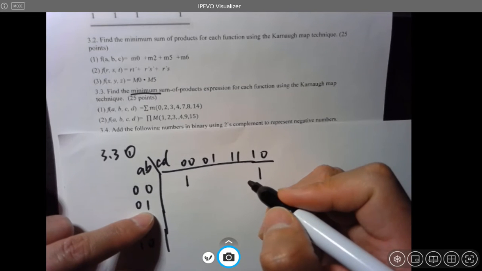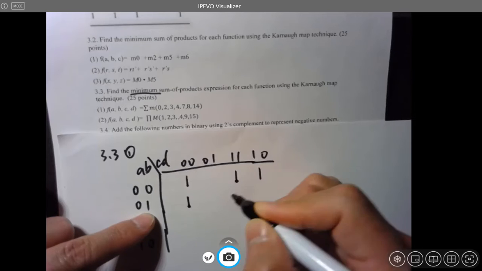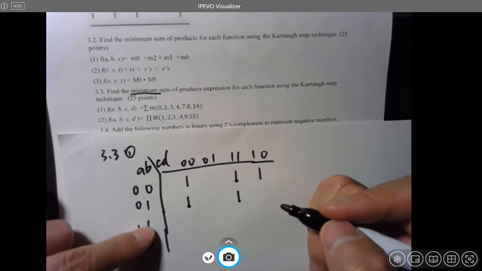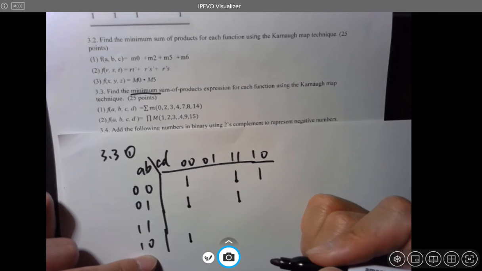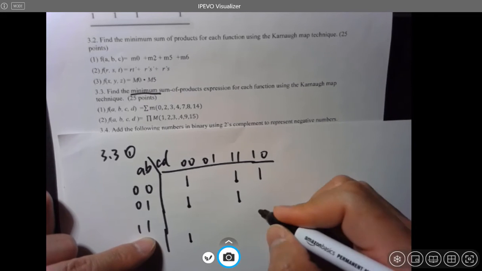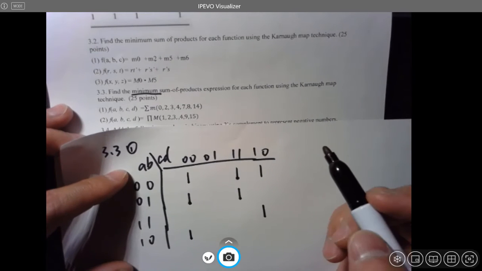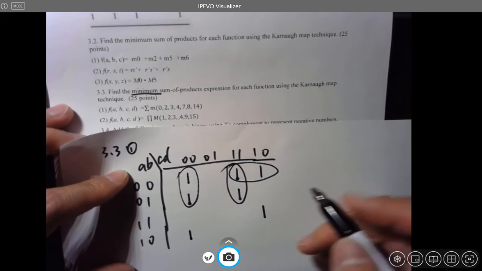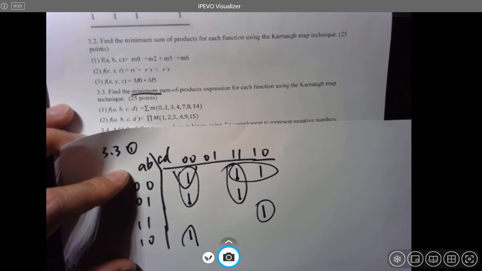3 is 1, 1. 4, 7, 8. 8 will be 1, 0, 0, 0. 14. So 14 is 1, 1, 1, 0, right? 1, 1, 0 here. And now let's group it. Group all these ones. Of course, these two, these two, these two, the single one, and these two. Okay?